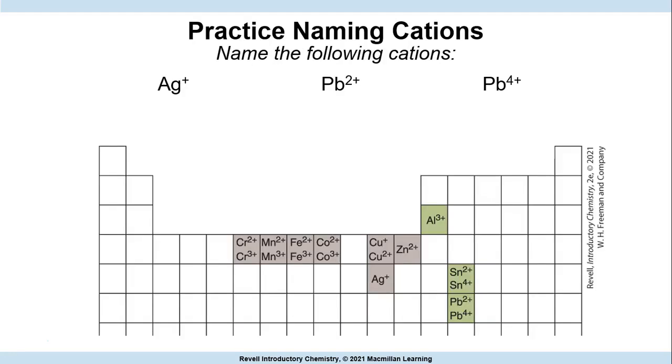Now, let's practice naming these cations. Name the following cations. You can pause the video here, and then you name them. Okay, now the first cation is silver. If you look on the periodic table here, silver has just 1 cation, so it will just be silver 1. For lead, lead has 2 cations, so it is going to be lead 2 and lead 4. So this is how you name the cations.